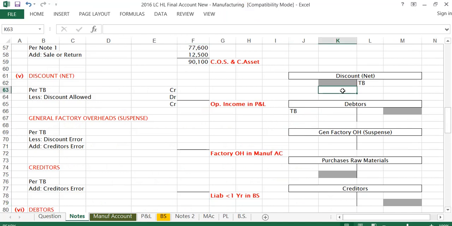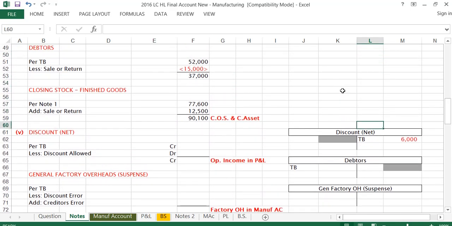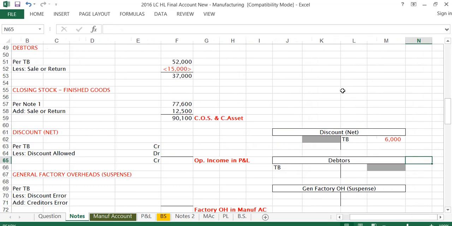Now sometimes the easiest way to see what's going on here is to do up little T accounts. So the discount, first of all, I'm going to put in the figures and the balances from the trial balance. The discount from the trial balance is a net account. It could be a debit or a credit, it could be income or an expense, but in this case it's a credit of 6,000, so I'm going to put that in red there, 6,000. And debtors from the trial balance are 52,000. Now they were reduced up here by 15,000, so I may as well put up the most up-to-date figure of debtors, which is 37,000.